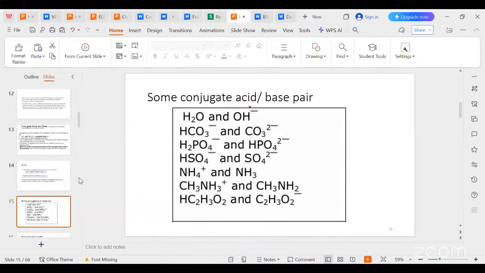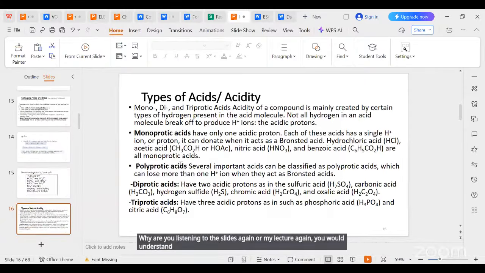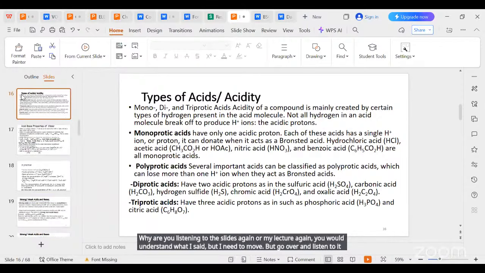When you listen to the slides again or my lecture again, you will understand what I said. But I need to move. But go over and listen to it and see my illustrations.